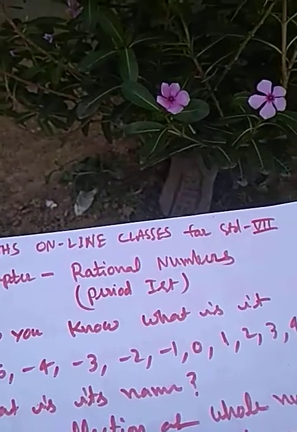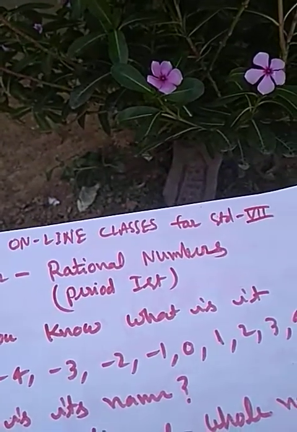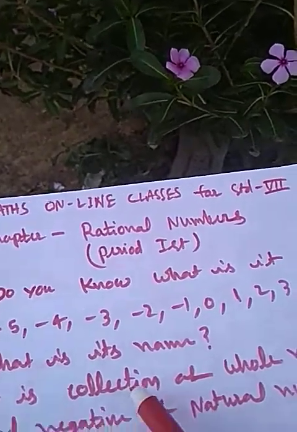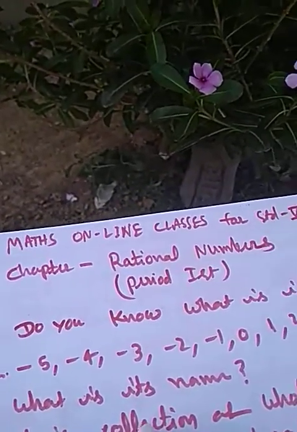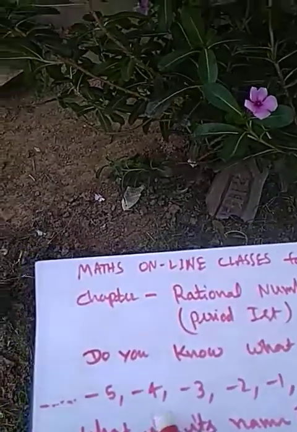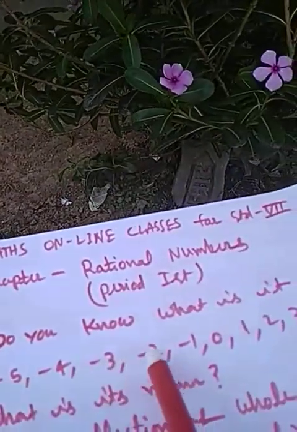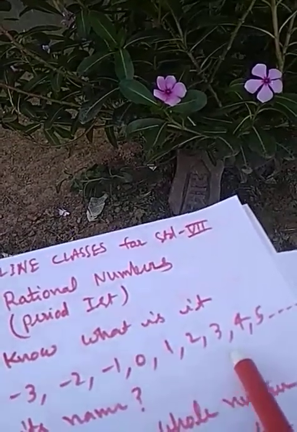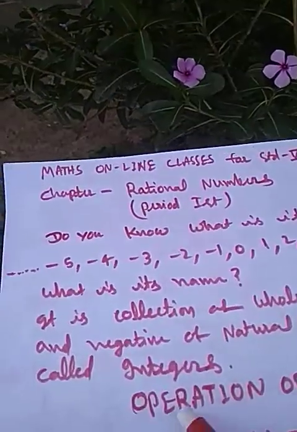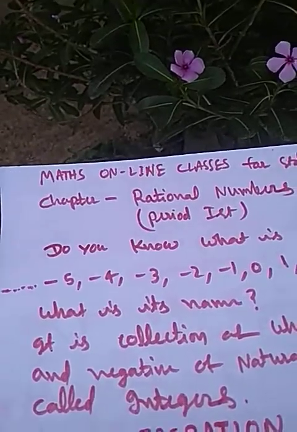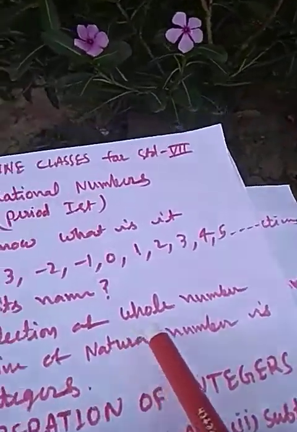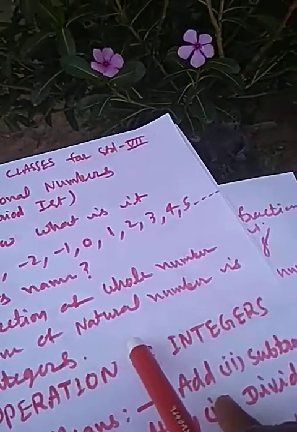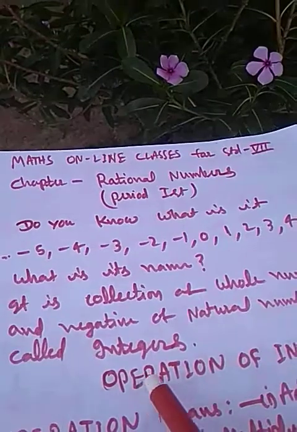All of you know about these numbers because all of you have studied them. Its name is the integers. Why is it called the integers? Because it is the collection of negative of natural numbers, 0 and positive natural numbers. So it is called the integers. Here it is the collection of whole numbers and negative of natural numbers that is called the integer.